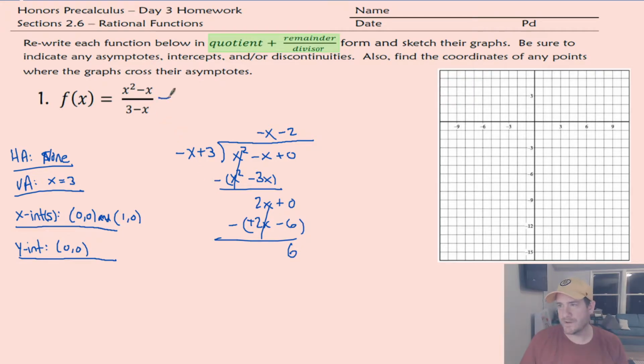So we know that we can rewrite this function as negative x minus 2 plus an extra 6 over 3 minus x. Just leave it like that, I guess. 3 minus x is fine.